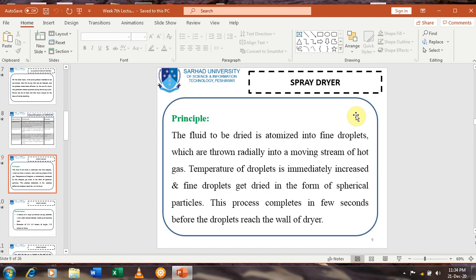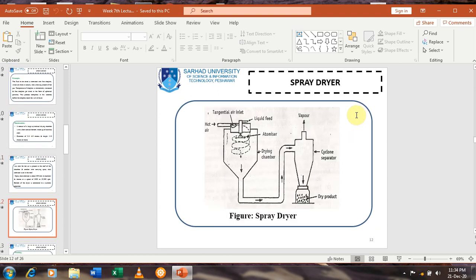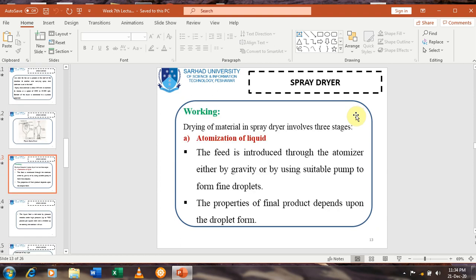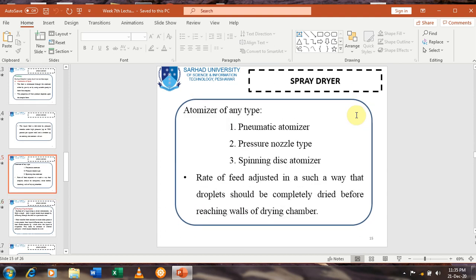In the second part of the lecture we have discussed in detail the spray dryer, including the principle, construction, the block diagram of the spray dryer, and the working, which comprises three stages for drying a material. In the spray dryer, the first stage is atomization of liquid, with different types of atomizer.